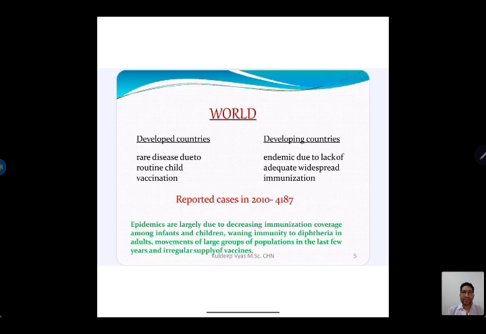In developed countries, it is a rare disease due to routine child vaccination. In developing countries, it is endemic due to the lack of adequate widespread immunization. Reported cases in 2010 were 4,187. Epidemics are largely due to decreasing immunization coverage among infants and children. Waning immunity to diphtheria in adults, movement of large groups of the population in the last few years and irregular supply of vaccines.